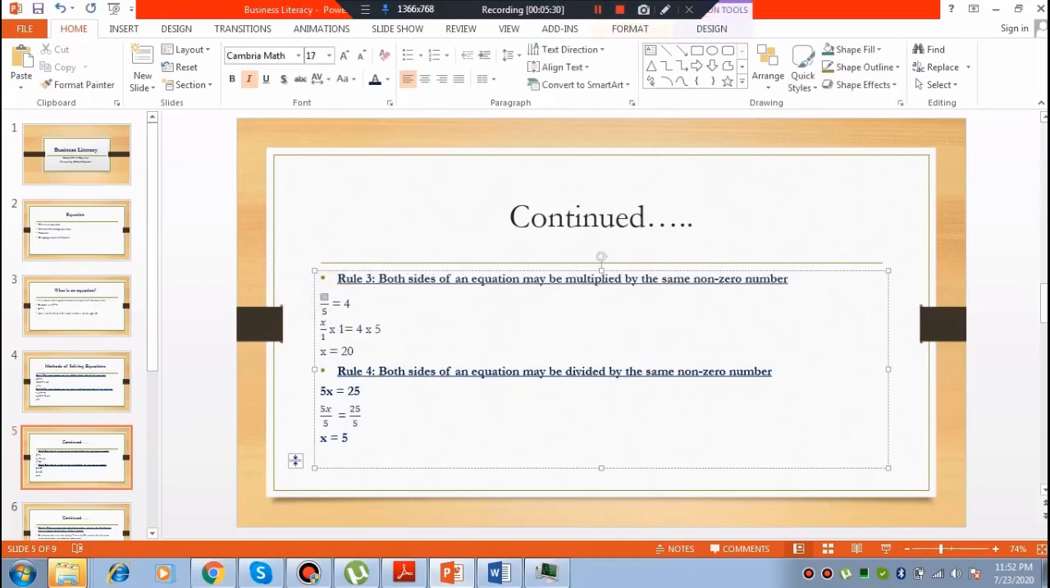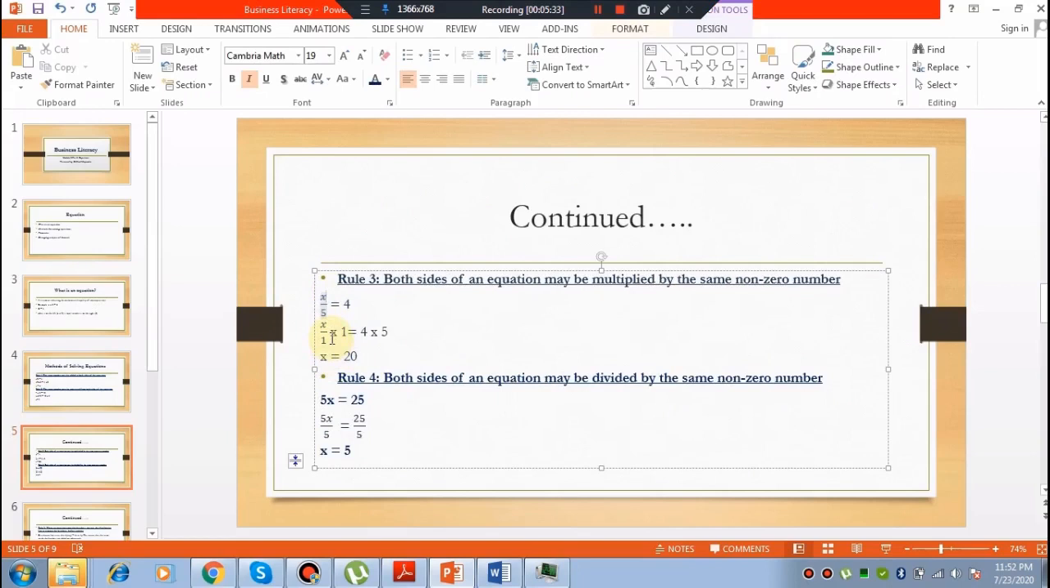Let me just say x over 5 is equal to 4. There should be a times 1, so I'm just fixing something there. The same number, like this. So we're going to multiply both sides by 5. 5 into 5 is 1, and 5 times 4 is 20. So we make x the subject of the formula, so x is equal to 20.